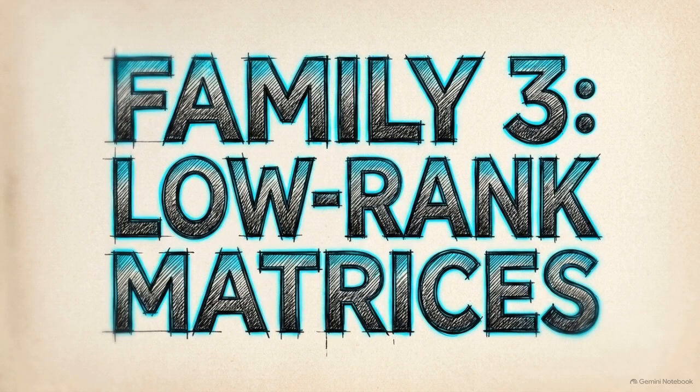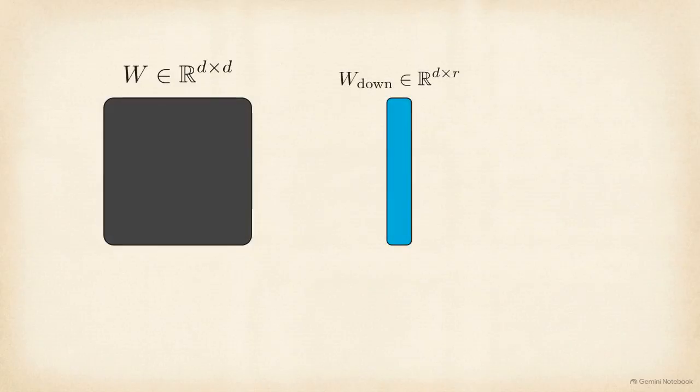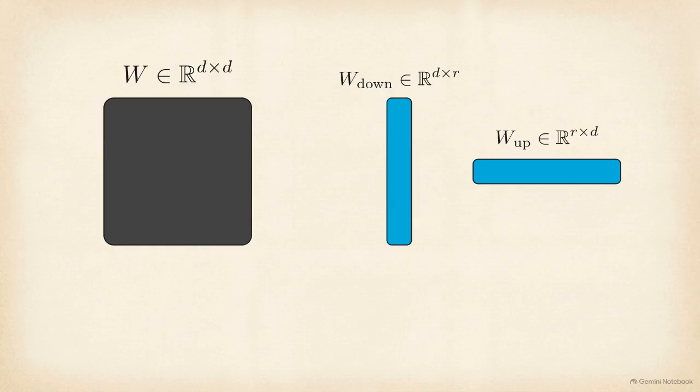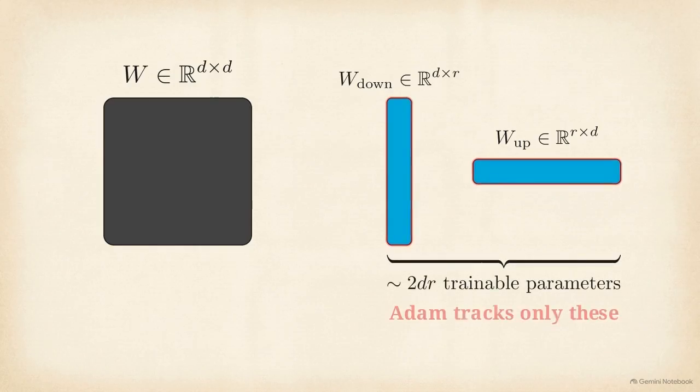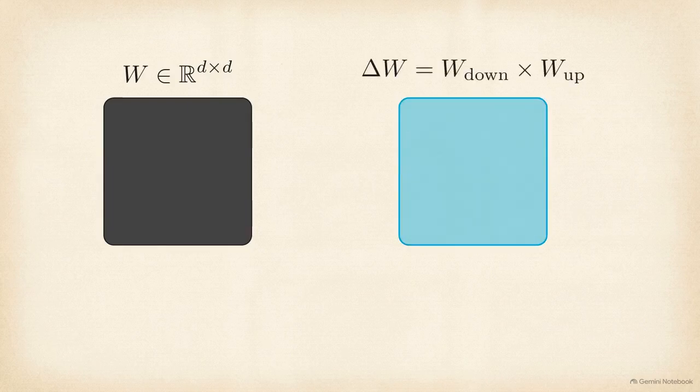Reparameterization-based methods were developed to address both sides of this performance trade-off. LoRA is currently the dominant architecture within this family. Instead of updating the entire original weight matrix, W, LoRA learns an isolated targeted update matrix called delta W. LoRA factors the full delta W update into 2 small matrices, W down and W up. This shrinks the trainable footprint to 2 times D times rank R. Adam only tracks these, collapsing memory state. Post-training, they multiply to recreate the original delta W shape.